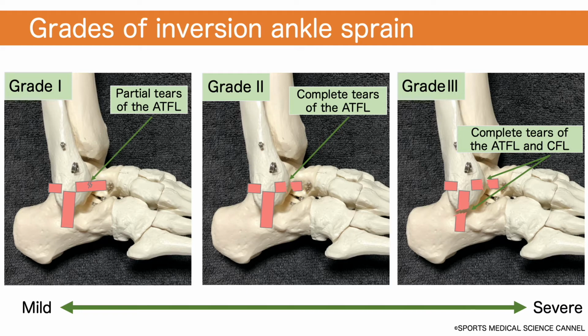The photo on the far right. Grade 3 is a state in which complete tears of two ligaments, ATFL and CFL, occurs. In addition to these two ligament tears, it is said that PTFL may also be torn.